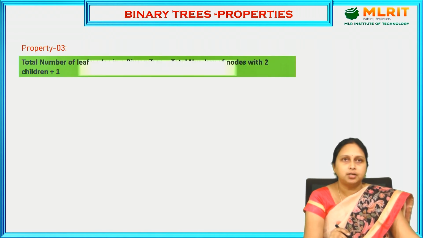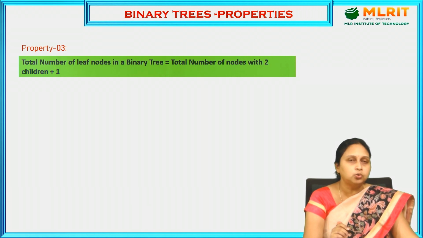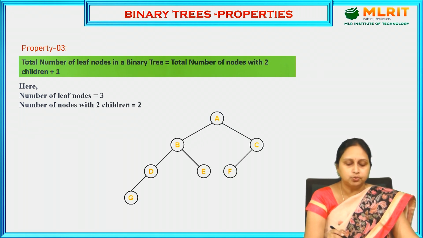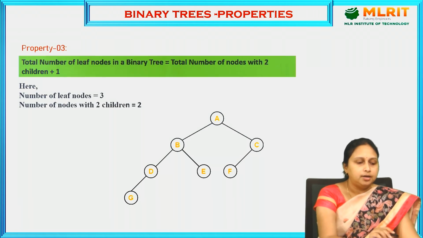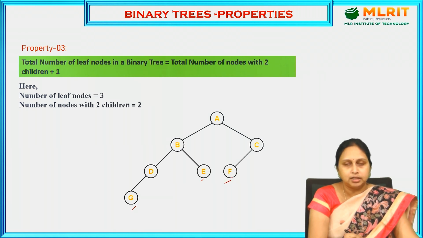And the next property is that the total number of leaf nodes in a binary tree equals the total number of nodes with 2 children plus 1. Based on this, suppose I have the number of leaf nodes equal to 3 and the number of nodes with 2 children equal to 2. Observe here: how many leaf nodes are there? 1, 2, 3. 3 leaf nodes are there in this tree.